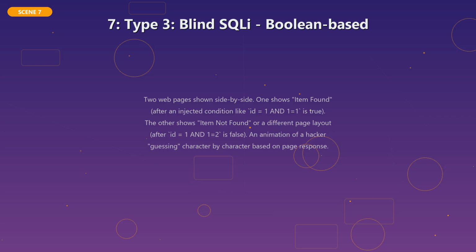Now, let's explore blind SQL injection, a category of attacks where the attacker doesn't receive data directly in the application's response, unlike error-based or union-based attacks. Instead, the attacker infers the database structure and data by observing subtle differences in the application's behavior or response time.